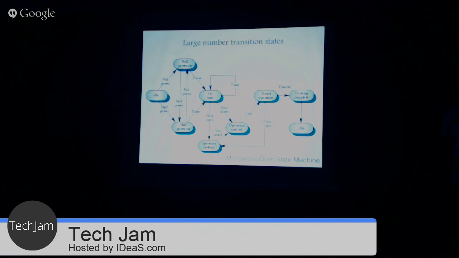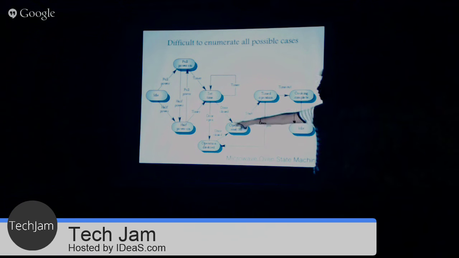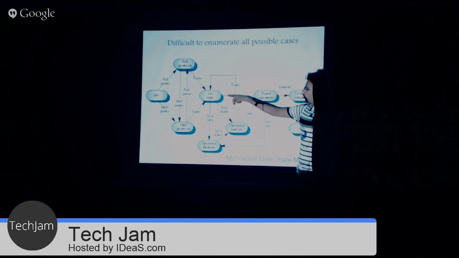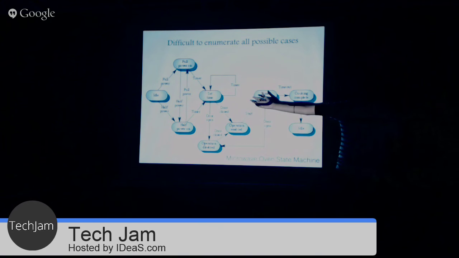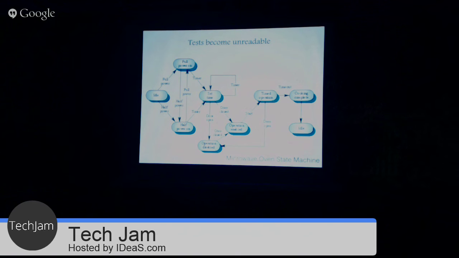So on and so forth. There are a large number of transition states that you can see here, and it becomes very difficult to enumerate all possible cases. For example, if I cycle through running, set timer, door open, door close, set timer, door open, door close, and then finally maybe there's a problem. Who knows? You need to worry about all those possibilities. So the only way is either you try to write all possible tests, which becomes really unreadable or very hard to maintain, or you skip some of them and just hope that there are no problems.